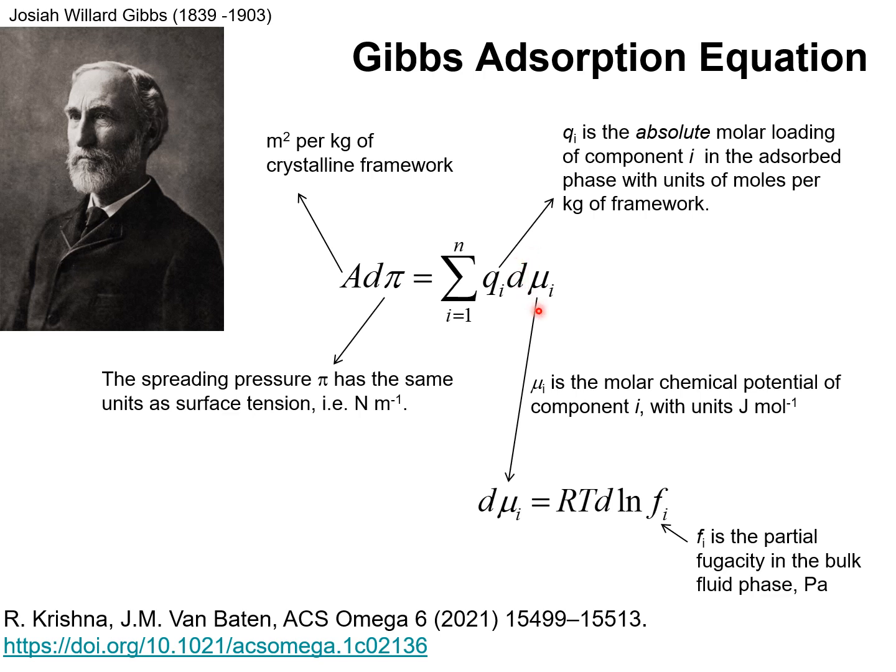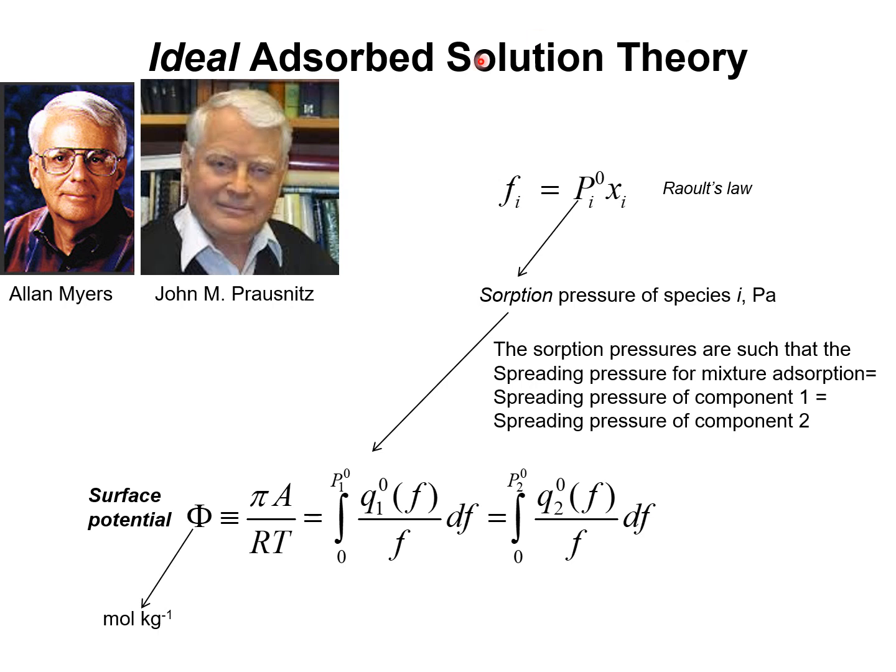At thermodynamic equilibrium, the differential of the chemical potential of component i is related to the differential of the partial fugacity in the bulk fluid phase by this expression. In the ideal adsorbed solution theory of Myers and Prausnitz, the partial fugacity of component i in the bulk fluid phase is related to the mole fraction of component i in the adsorbed phase by an expression that is the analog of Raoult's law for vapor-liquid equilibrium.